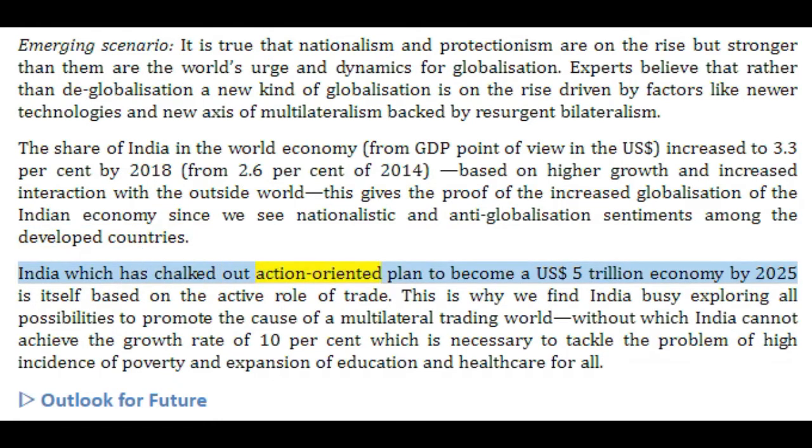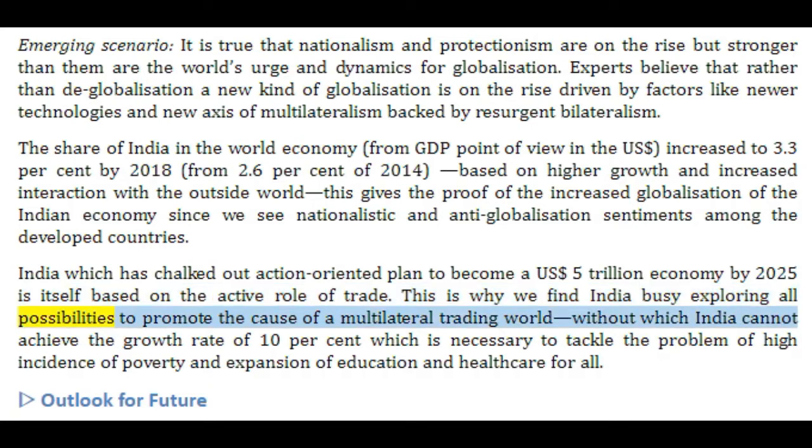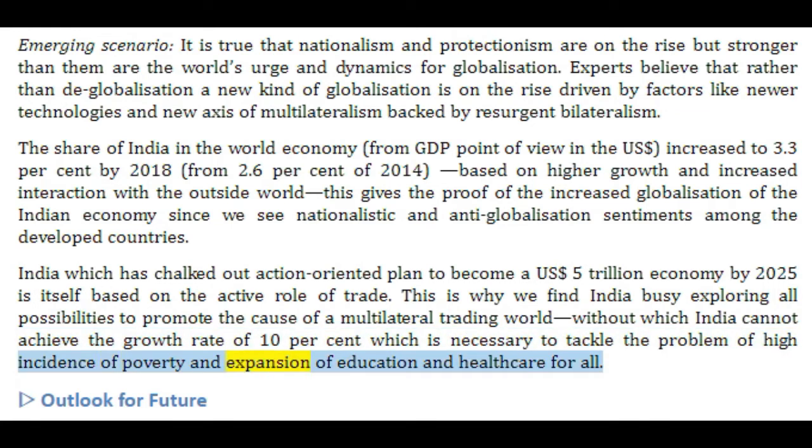India, which has chalked out an action-oriented plan to become a $5 trillion economy by 2025, is itself based on the active role of trade. This is why we find India busy exploring all possibilities to promote the cause of a multilateral trading world, without which India cannot achieve the growth rate of 10%, which is necessary to tackle the problem of high incidence of poverty and expansion of education and healthcare for all.